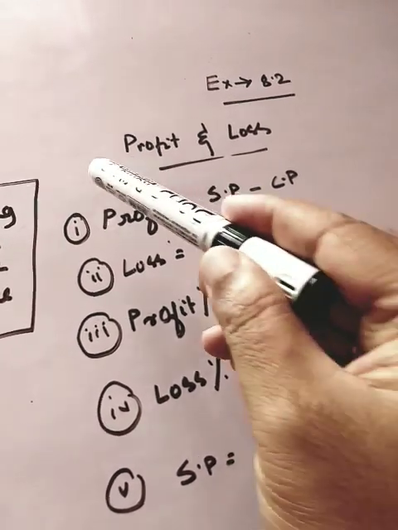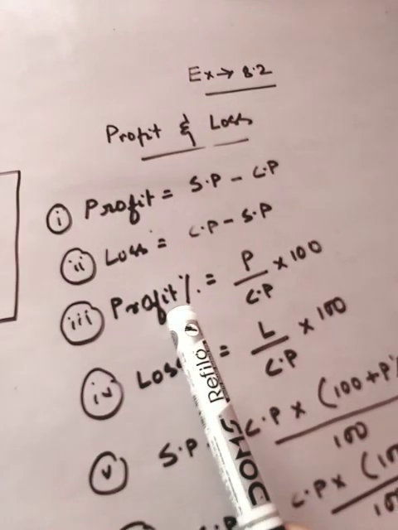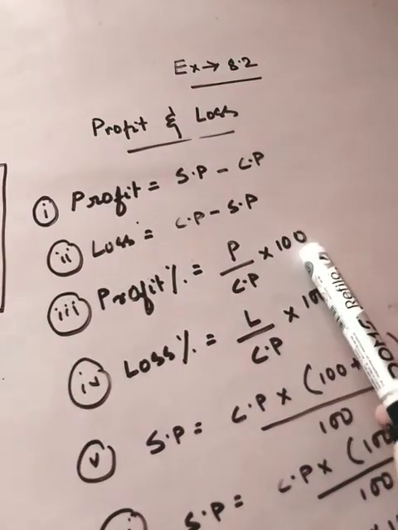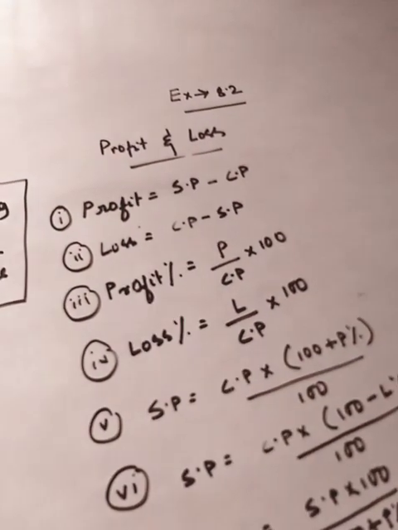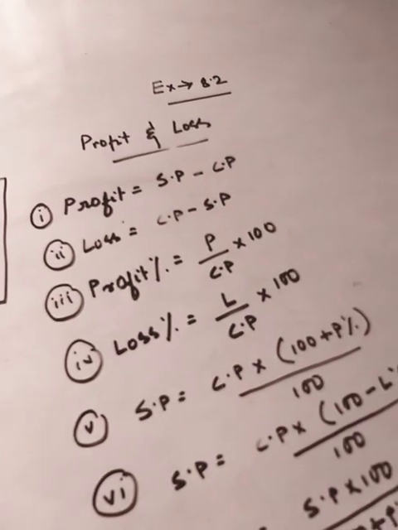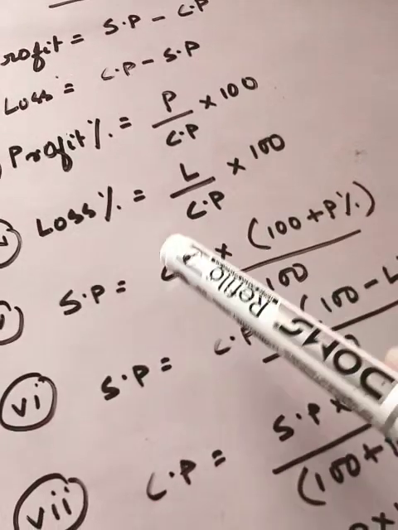So these are some of the most basic formulas that you have to remember. After that, you have to know the profit percent formula, that is profit by CP into 100. Similarly, loss percent is equal to loss by CP into 100. So these are the 4 basic formulas of profit and loss. Now, from here, some specific questions will start.